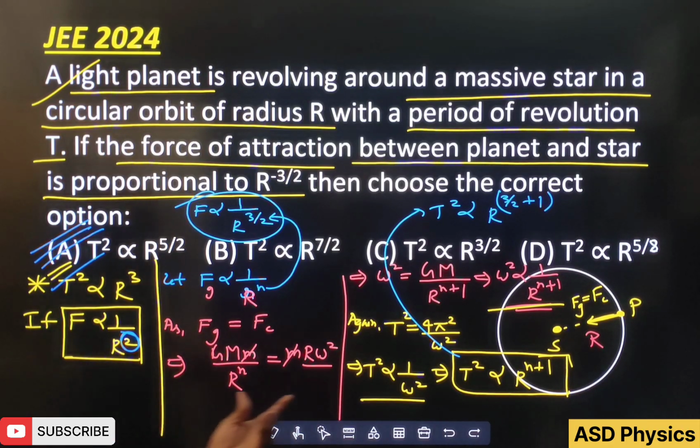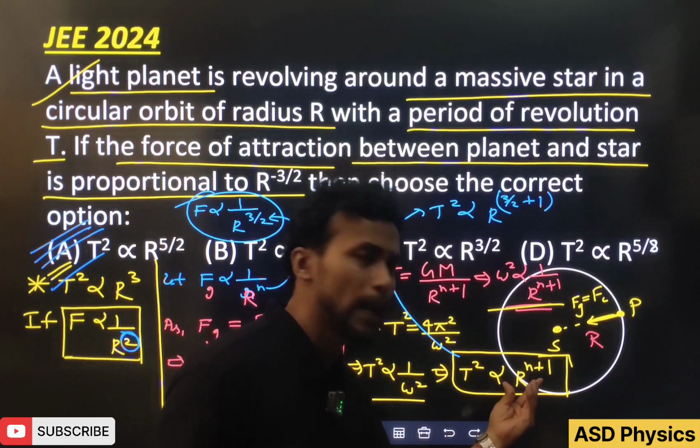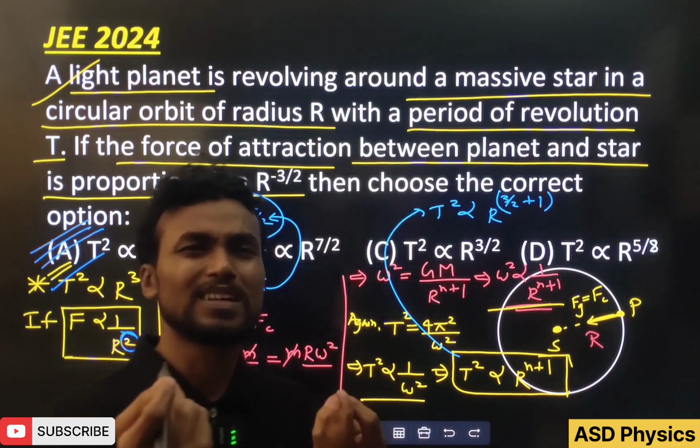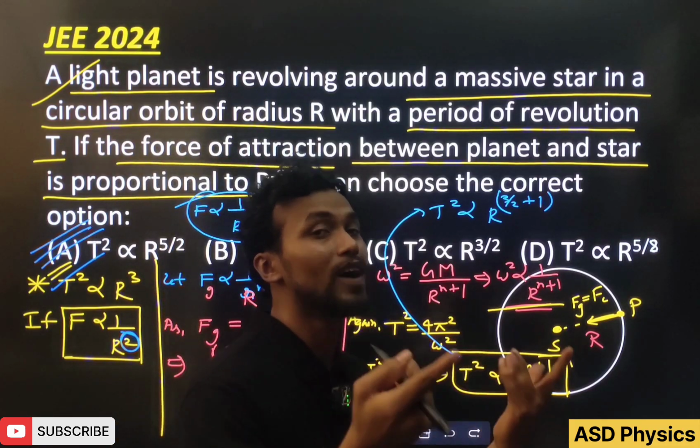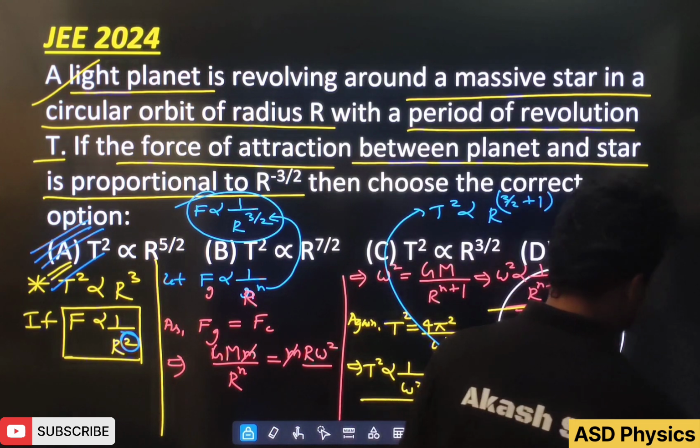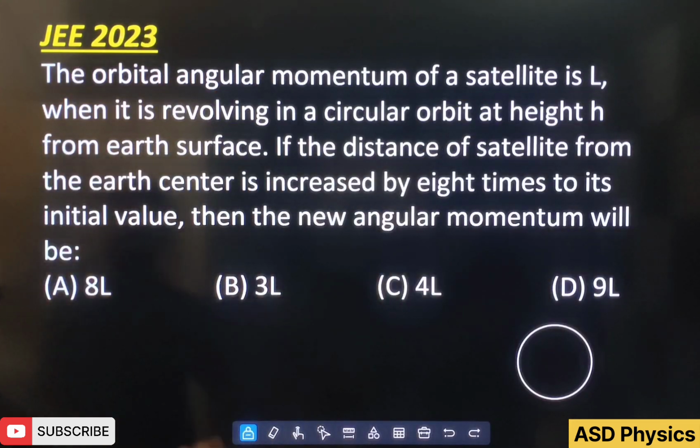Remember this very well. Capital R we are writing, but here it is the orbital radius. Small r equal to R plus h, in the general way. Next one, students, let's see please.